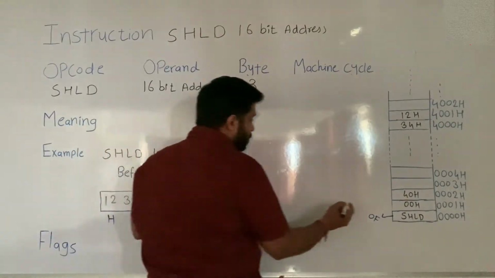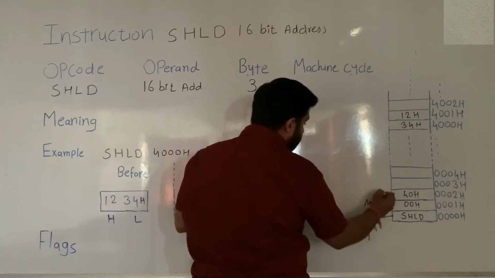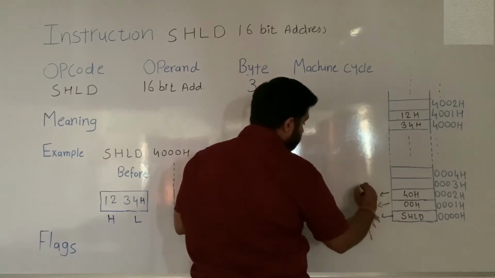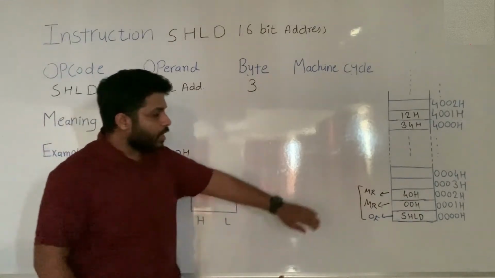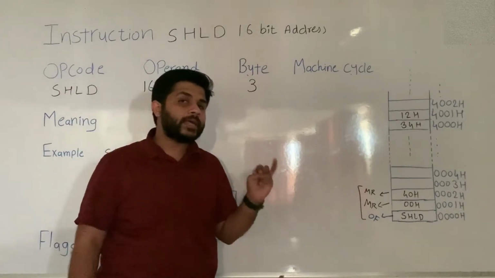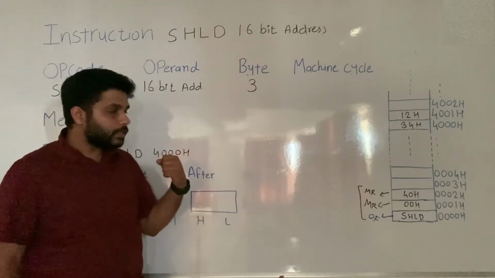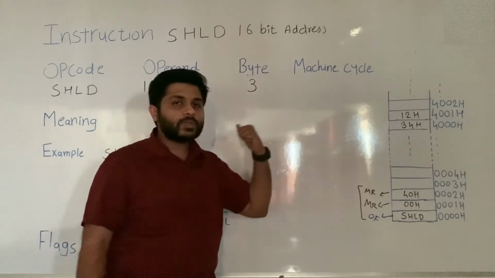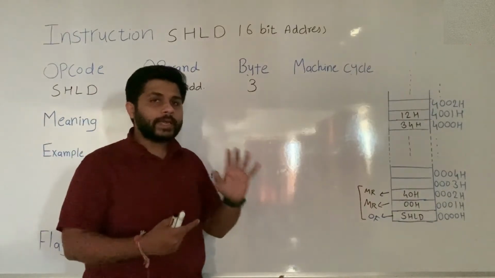So after performing the opcode fetch, the processor will perform a memory read, and after that one more memory read. It means to read this whole instruction, the processor has to perform 3 machine cycles: opcode fetch, memory read and memory read. After performing these 3 machine cycles, the instruction will be transferred to the microprocessor. The processor will decode, and after decoding it will execute.